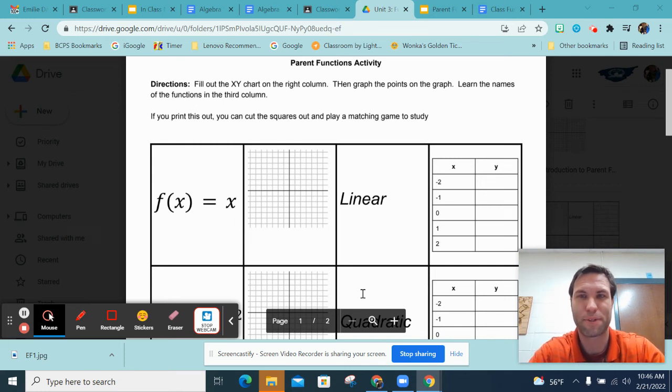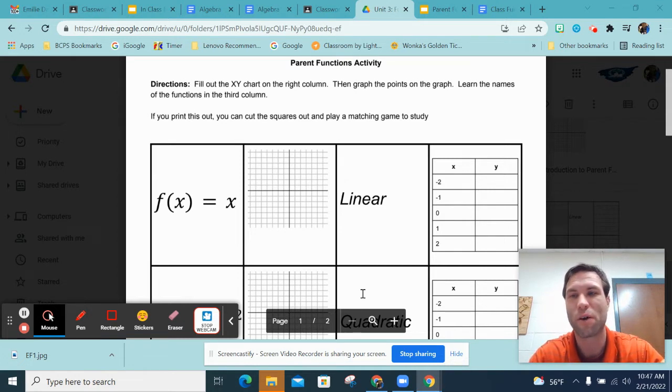Hey everybody, it's Mr. Brooks, and this is called the parent functions activity. With parent functions, there are basically different shapes of functions, or different equations that make functions of different shapes. And we're going to name these. We're going to give a name to the different types of functions there are, and then we're going to call those parent functions. Down the line, we're going to take parent functions and make transformations off of them.